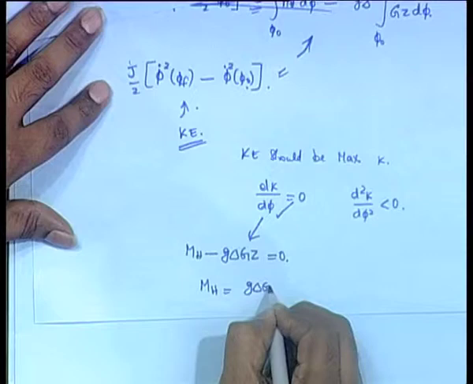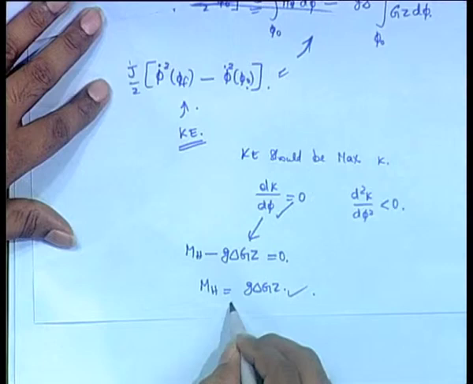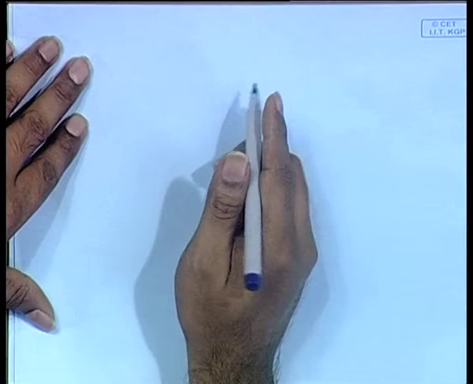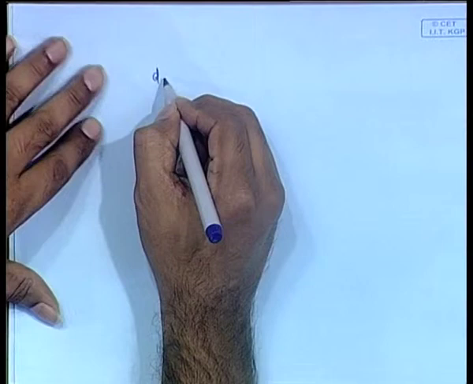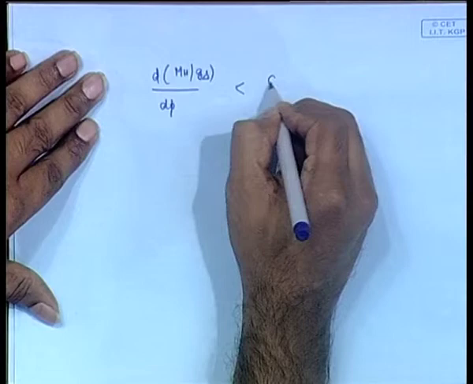What does it mean? It just simply means that your healing moment and your writing moment should be the same. That is a condition of stability, that we know straight away, but that is not enough. This is also to be satisfied. Then only you will have the minimum potential energy, or maximum kinetic energy. Now, you have to do d by d phi again. Therefore, d of m h by d phi will become less than d of g z by d phi.